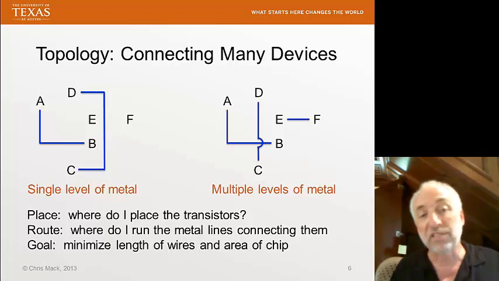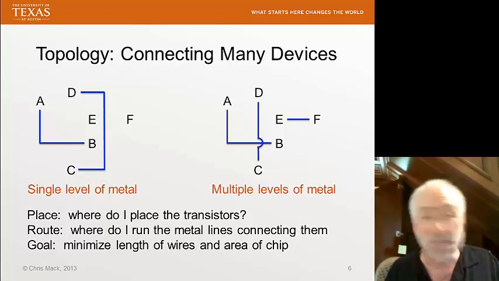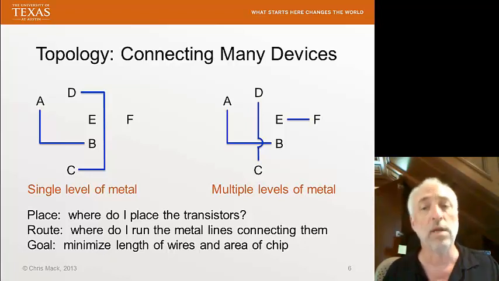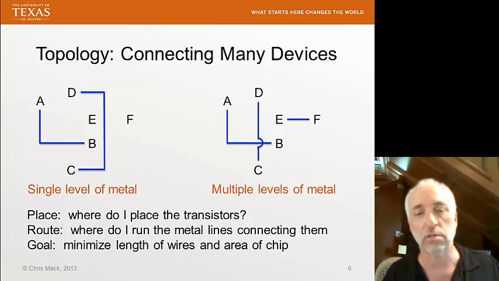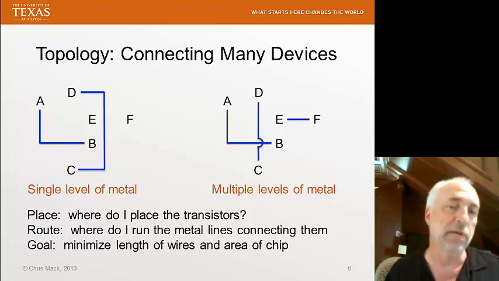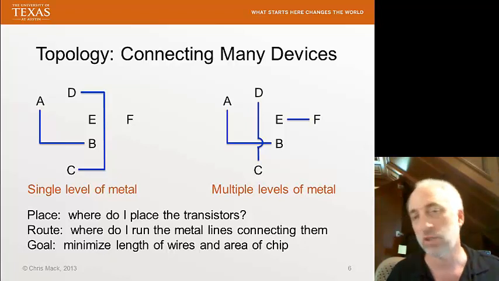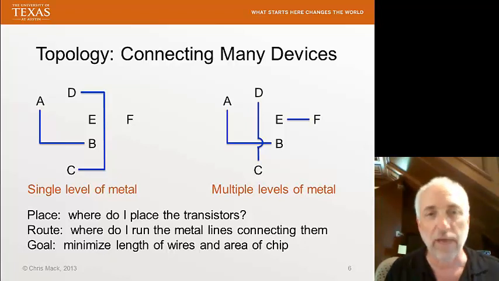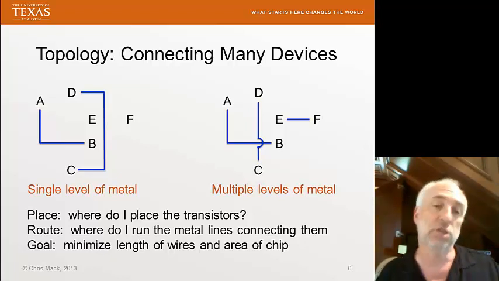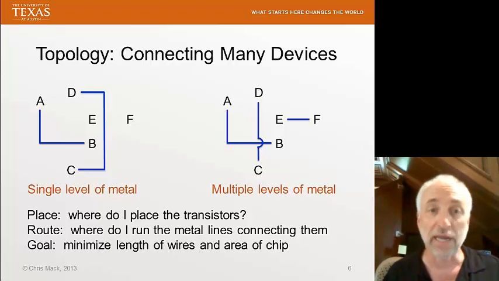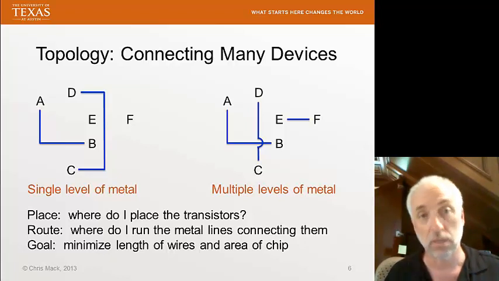The goal of place and route, placing the transistors and then routing the metal lines that connect them, is twofold. One is I want to minimize the length of the wires connecting each transistor, and I want to minimize the area of the chip. Minimizing the length of the wires affects the performance of the chip. A shorter wire means the signal travels more quickly to get from point A to point B. And the area of the chip is simply economic. The smaller I can make the chip, the cheaper that chip will cost to make.